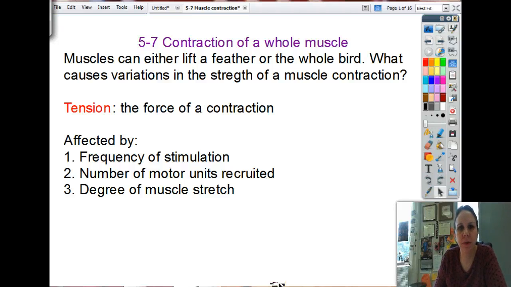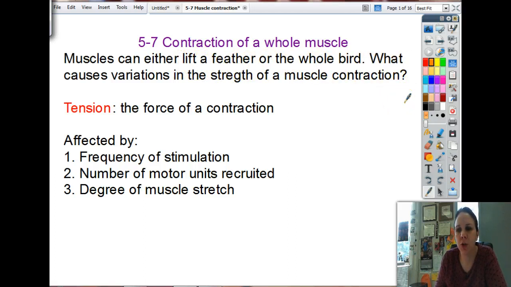Hey, we've got 5-7, contraction of the whole muscle. We've got the idea of what's going on with the muscles on an individual level, like with the actin and the myosin. So now we need to see kind of how it occurs on a bigger level, so I can get the whole muscle to contract. So muscles have the ability to either lift something as gentle as a feather or something as big and fat as a whole entire bird.